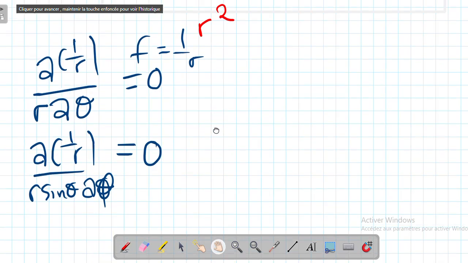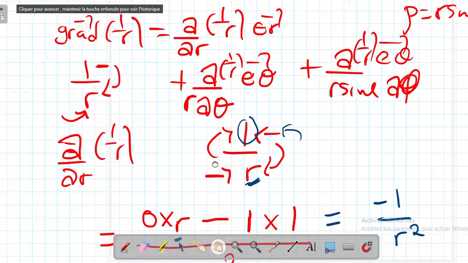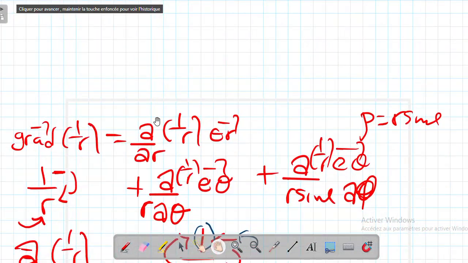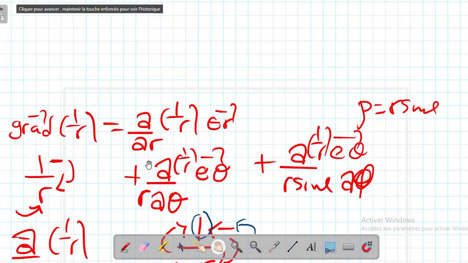You notice that the only thing that you had to calculate was the first component, because there's r in it. So you found the derivative and applied the quotient rule as I've taught you. But this part will be 0 and this part will be 0.